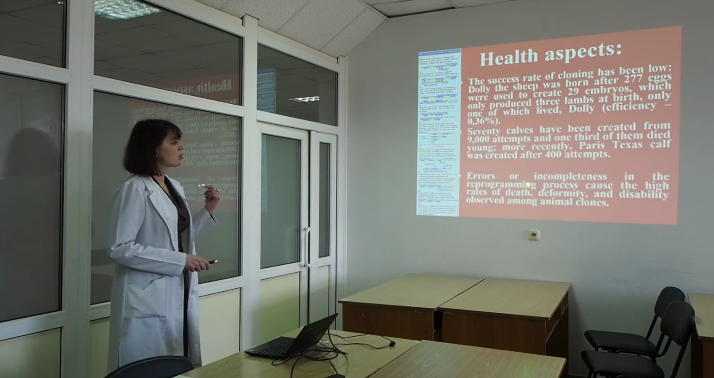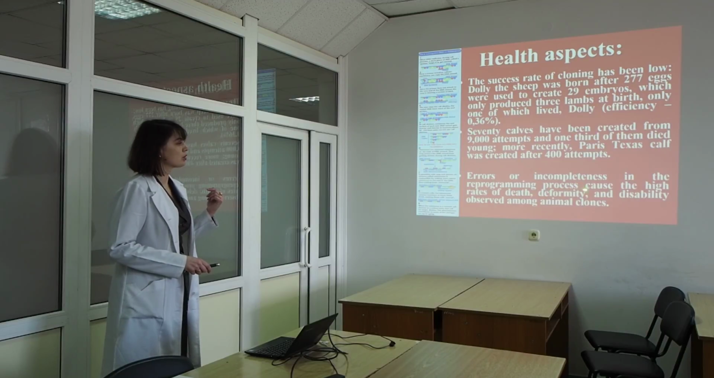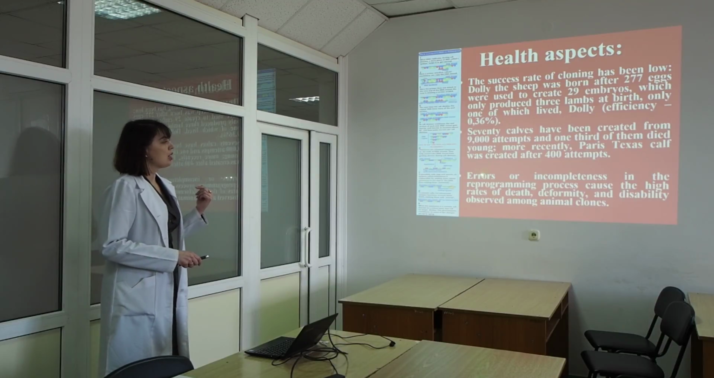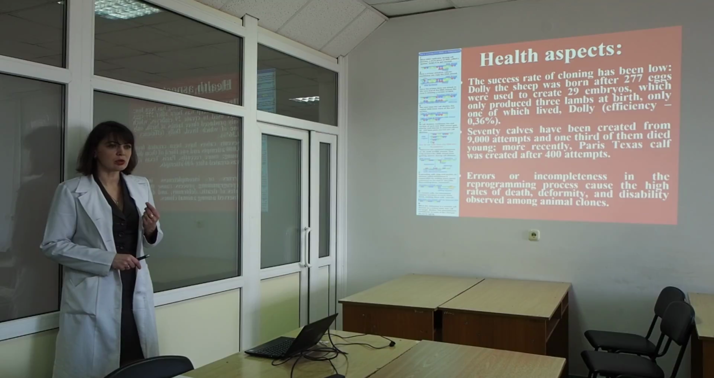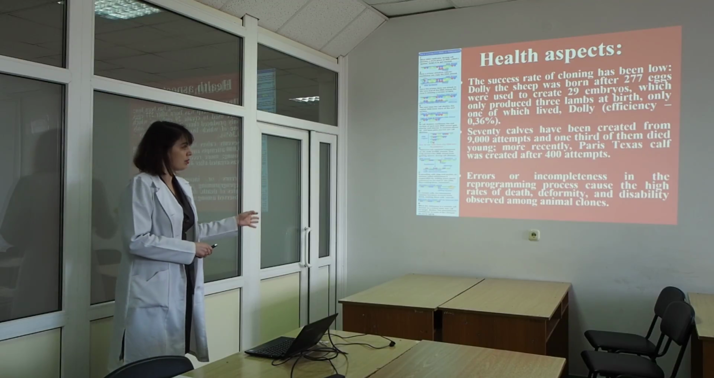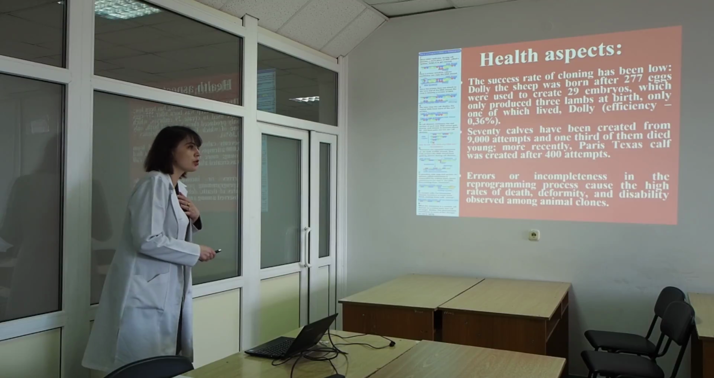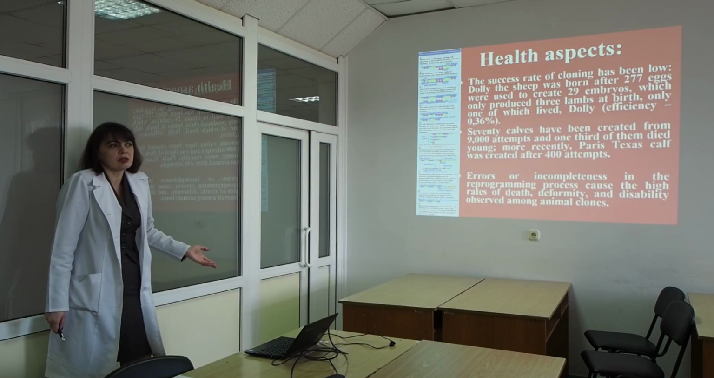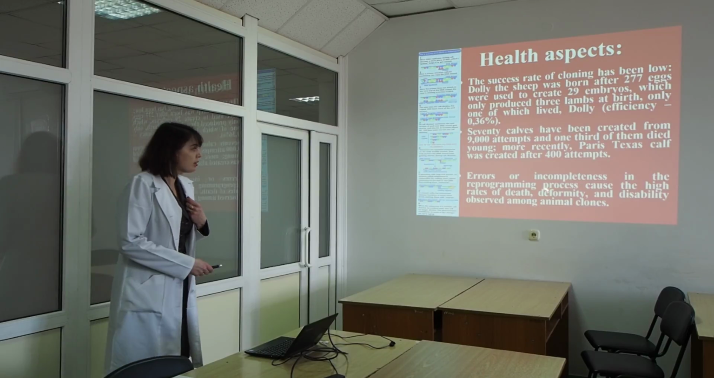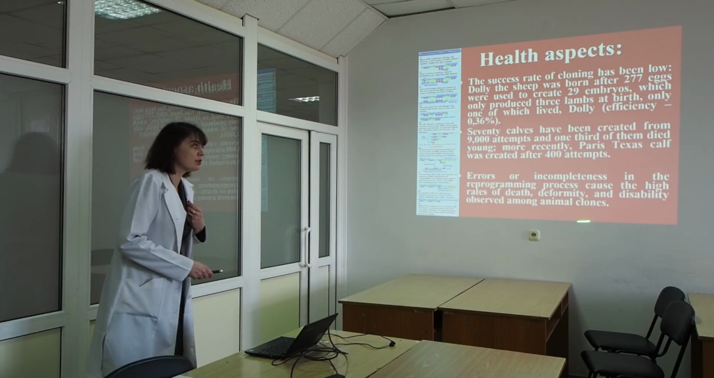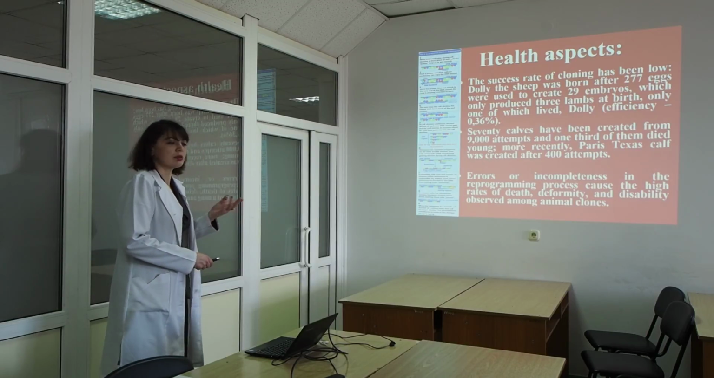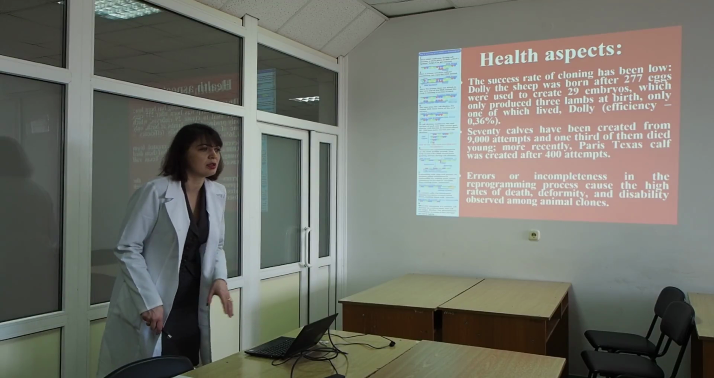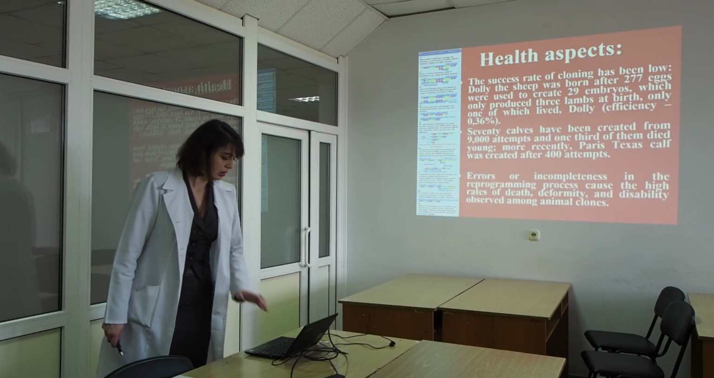Why is it so? Errors of incompleteness in the reprogramming process cause the high rates of death, deformity, and disability observed among animal clones. Because we take an old nucleus, which worked in the mammary gland, for example, and we ask or force this nucleus to become the whole body. It says, I'm sorry, I'm a mammary gland cell. What do you want from me? And, of course, if it is reprogrammed back to become an embryo, we can observe mistakes. That's why clones are usually weaker than naturally created organisms.